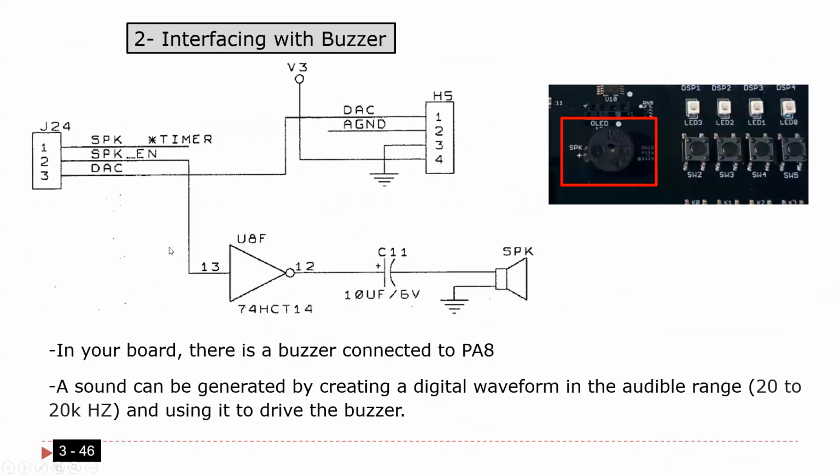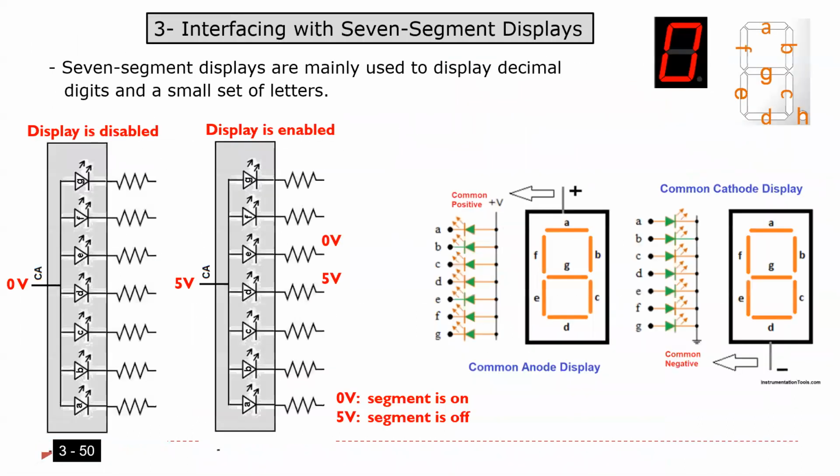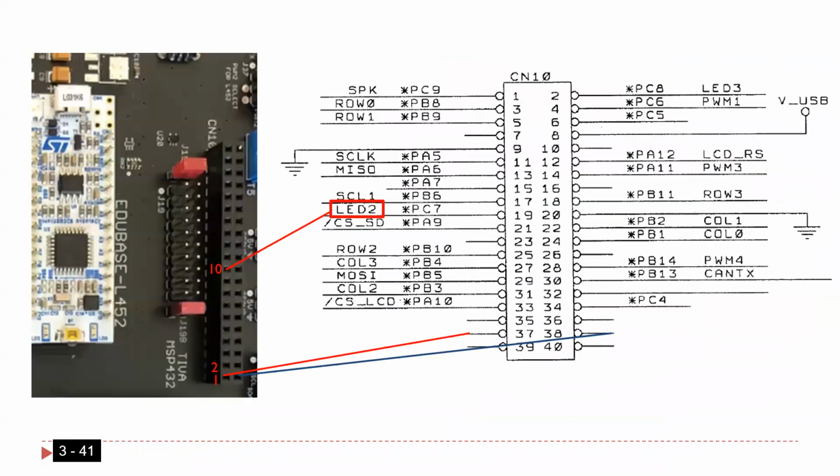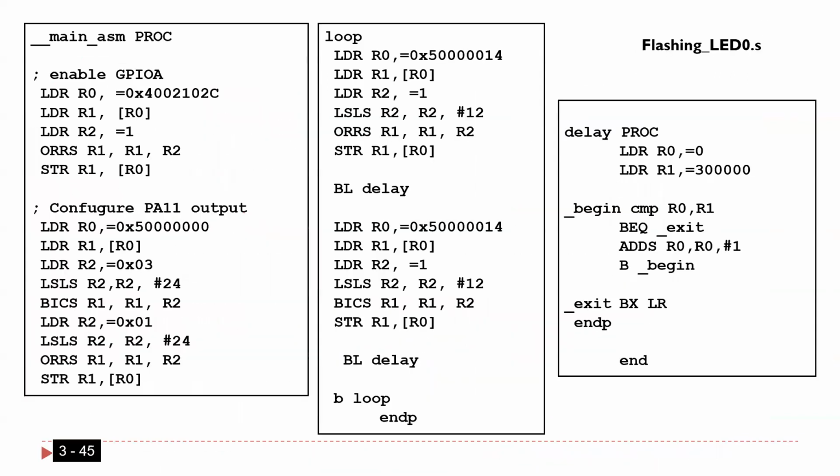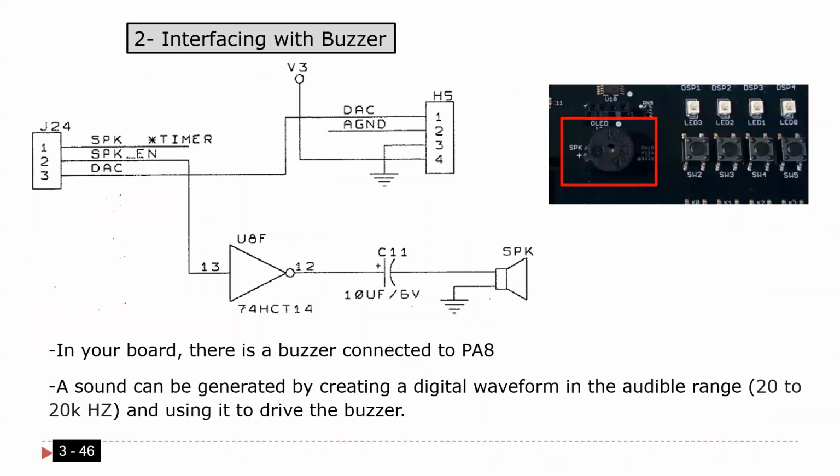So this is the buzzer here, as you see in the figure. You can see here, guys, SPK stands for speaker or buzzer. The buzzer is connected to PA8. Also, as you see here, there is a jumper on the board. This is the buzzer, as you see here.